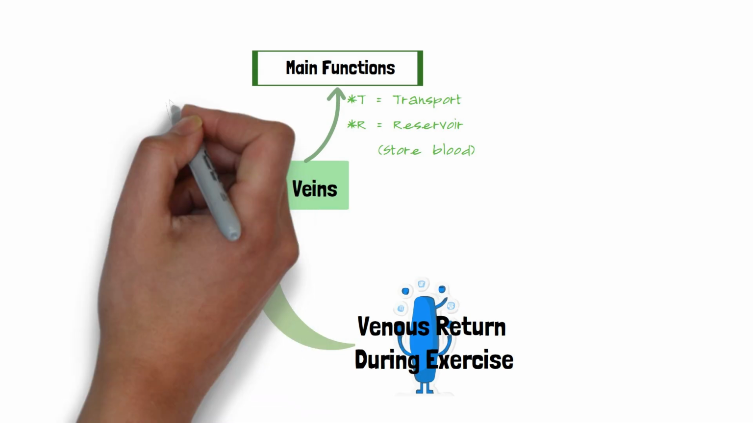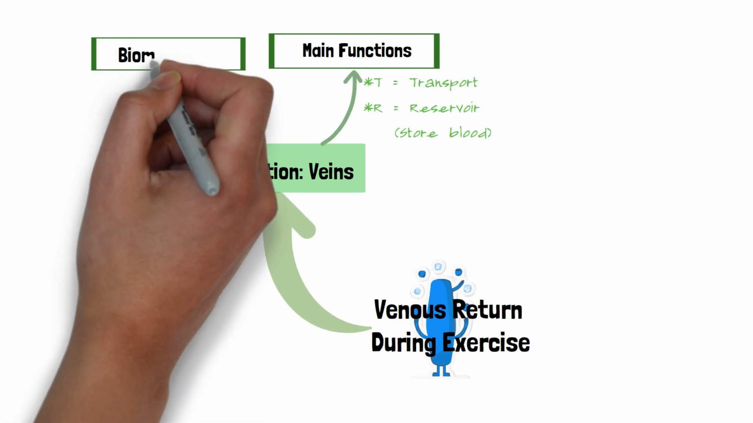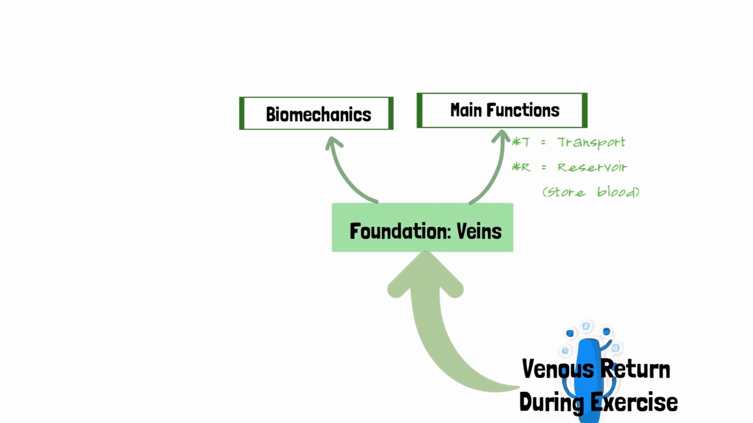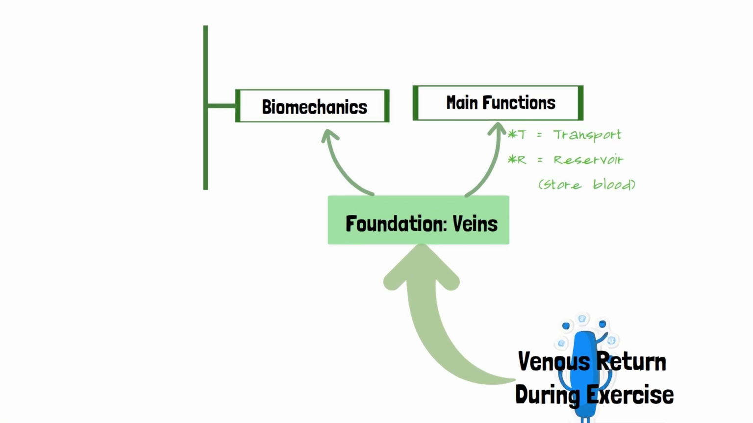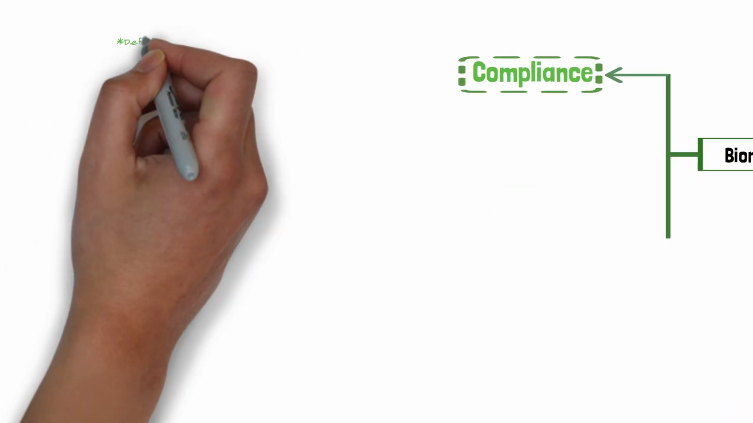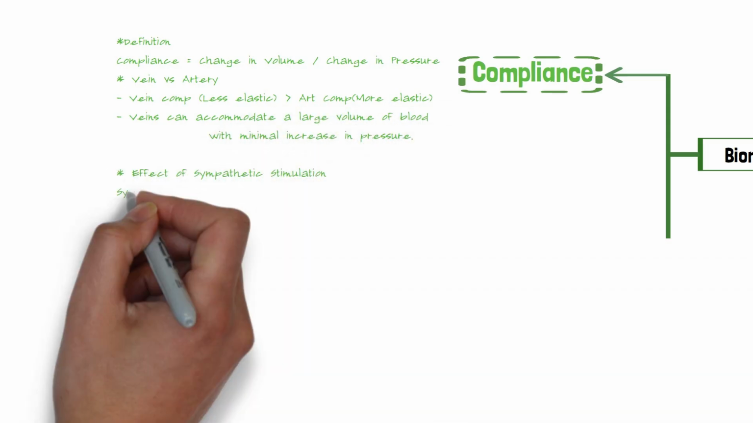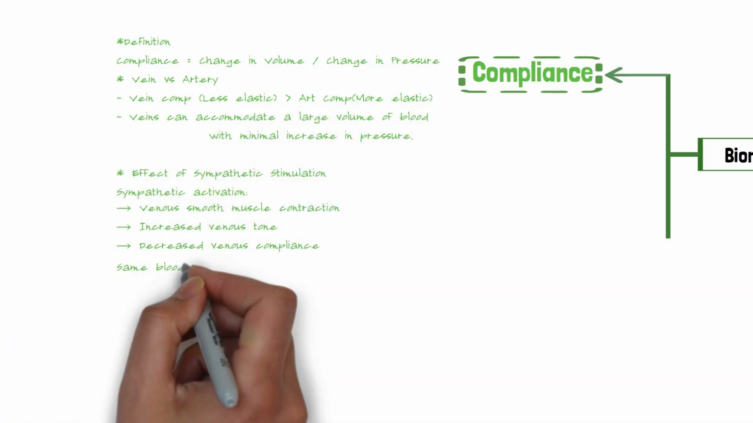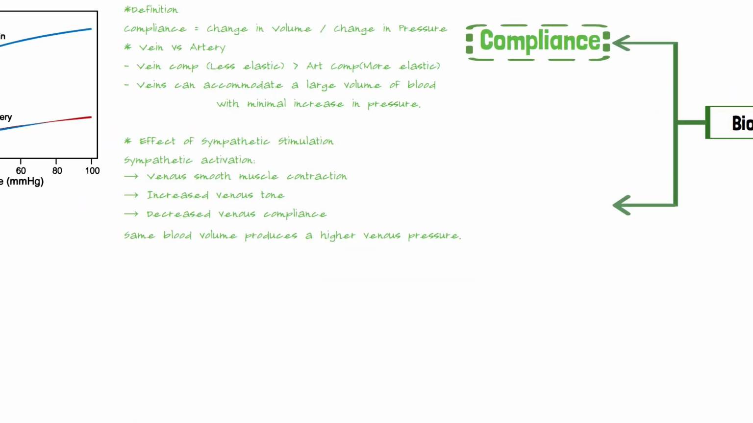Then we moved to the biophysics or biomechanics, and talked about compliance and pressure. Compliance is the change in volume in relation to the change in pressure. The vein has more compliance than the artery. This means it accommodates large volume with little change in the pressures. It's not constant. It changes with sympathetic stimulation, which constricts the vein, decreasing the compliance.